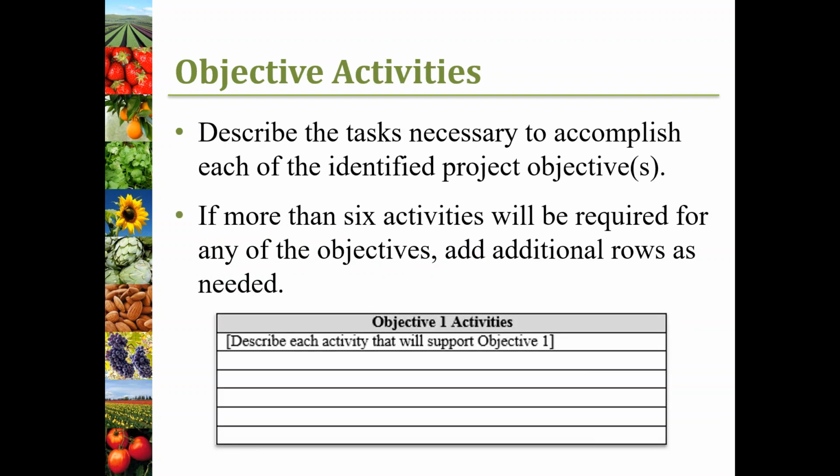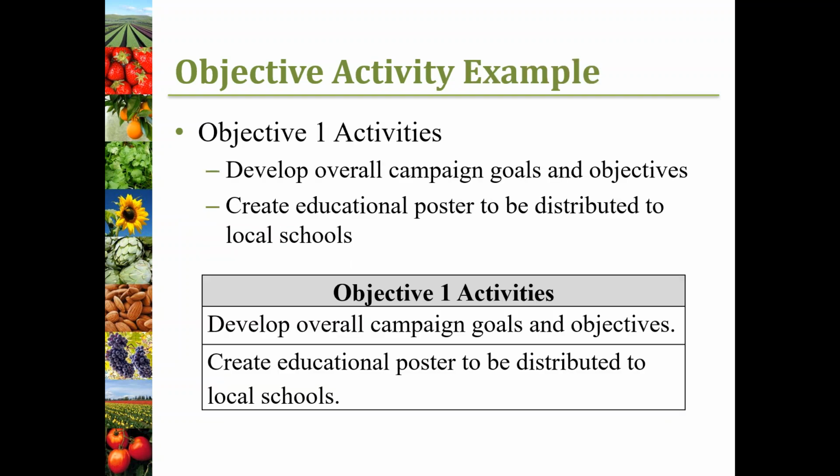In the table provided, describe the tasks necessary to accomplish each of the identified project objective or objectives. If more than 6 activities will be required for any of the objectives, add additional rows as needed. Examples of objective activities could be to develop overall campaign goals and objectives and create educational posters to be distributed to local schools.